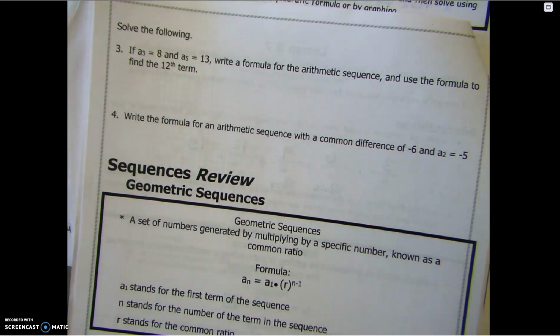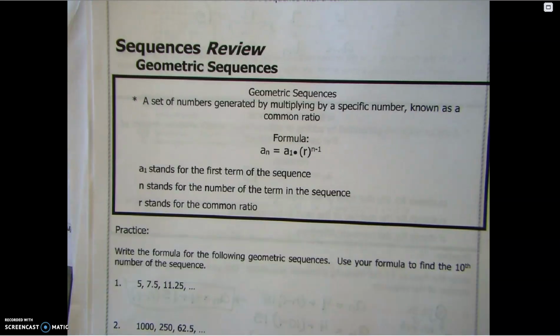And you can try 3 and 4. So that's arithmetic. Those are like linear sequences. They're adding or subtracting by the same thing every time. We also have what's called geometric sequences, and this is when you're multiplying. So this is more of like an exponential relationship.